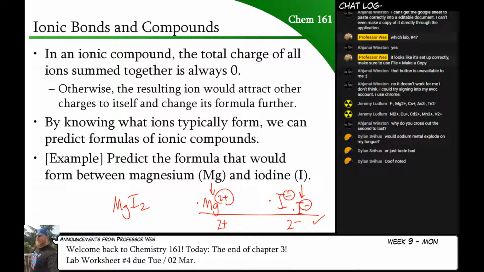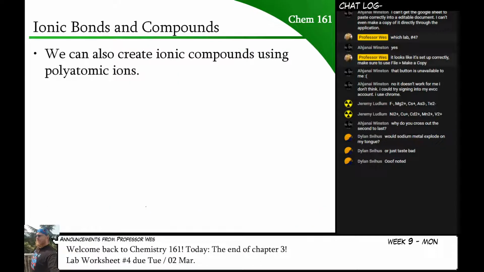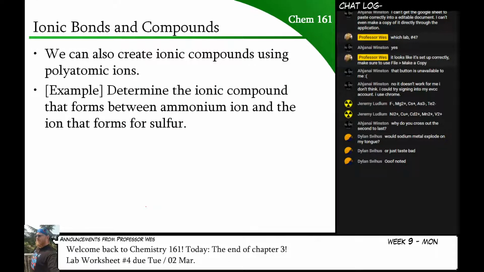So that's how we predict formulas. First, predict the ions that form using the noble gas configurations that we talked about previously, and then predict the formula. You do this with polyatomic ions, but the ionic charge on a polyatomic ion is already given to you. Now, I gave you the polyatomic ions list, I want to say at the beginning of Chapter 3, or maybe at the beginning of Chapter 6. I forget which one. But you can go look up those ions if you need them, and you will at some point.